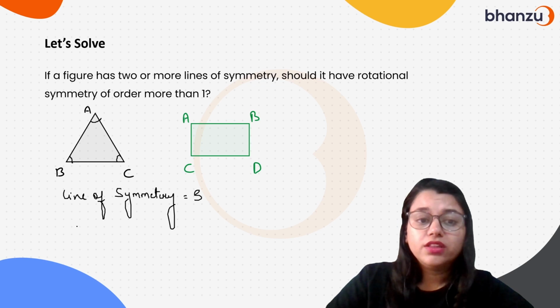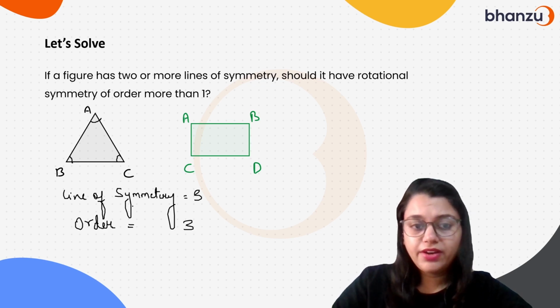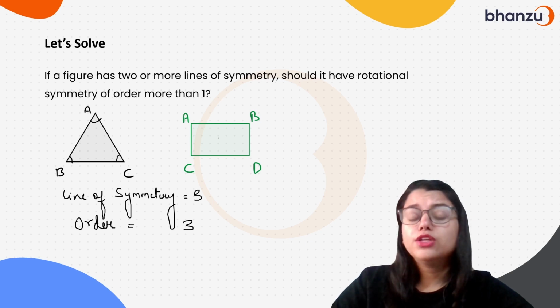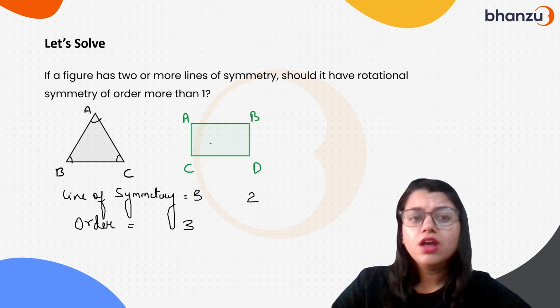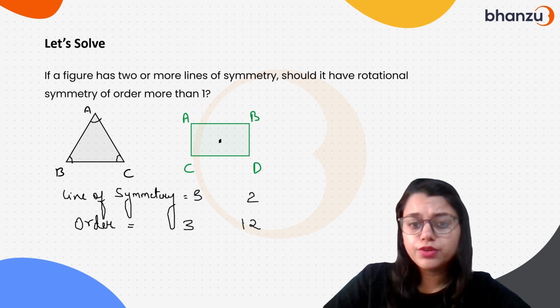And also the order of rotational symmetry will be 3 here, because it is a regular polygon with 3 sides. Now if you look at the second figure, this is a rectangle, which is not a regular polygon. But if you see, students, the lines of symmetry for this rectangle will be 2, and also the order of rotational symmetry will be 2. This is the center of rotation here. So that is also 2 here.